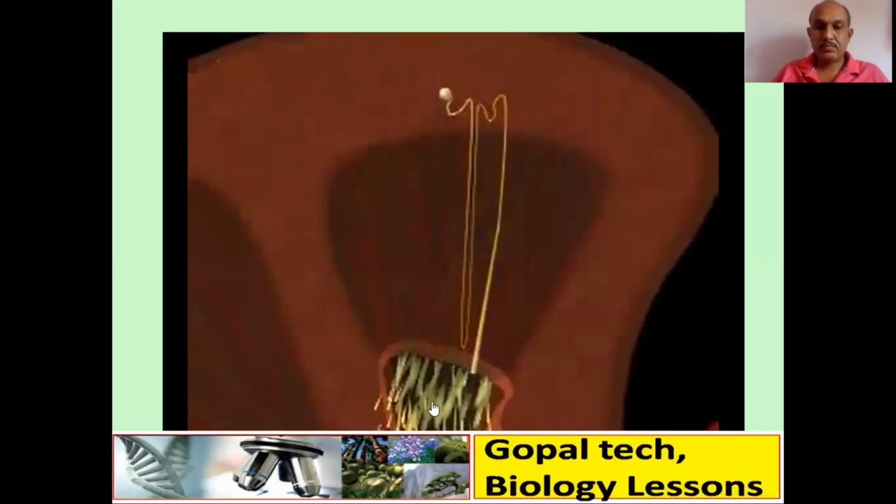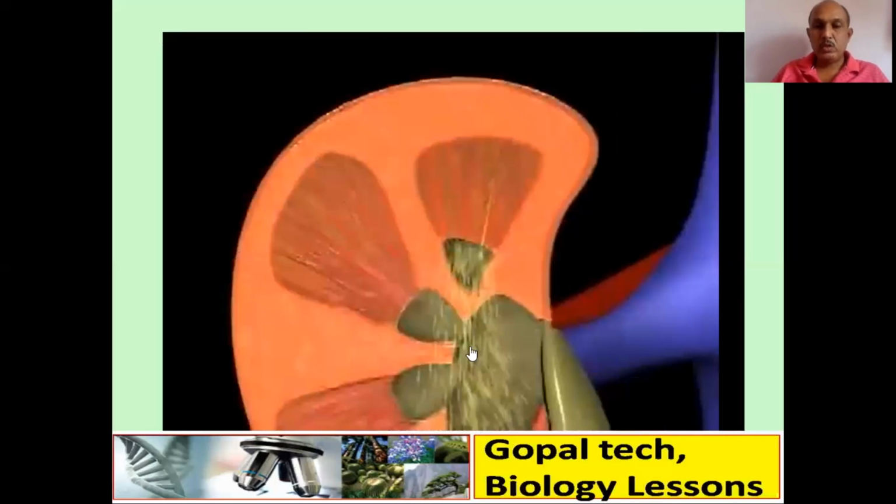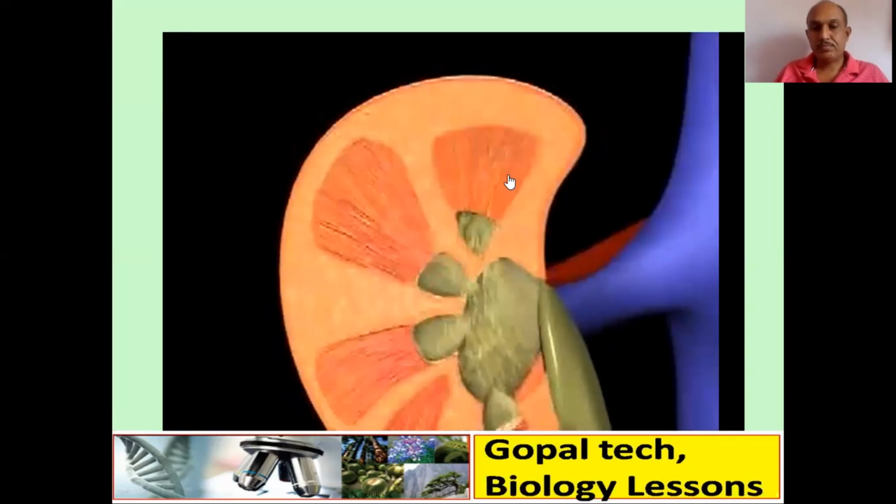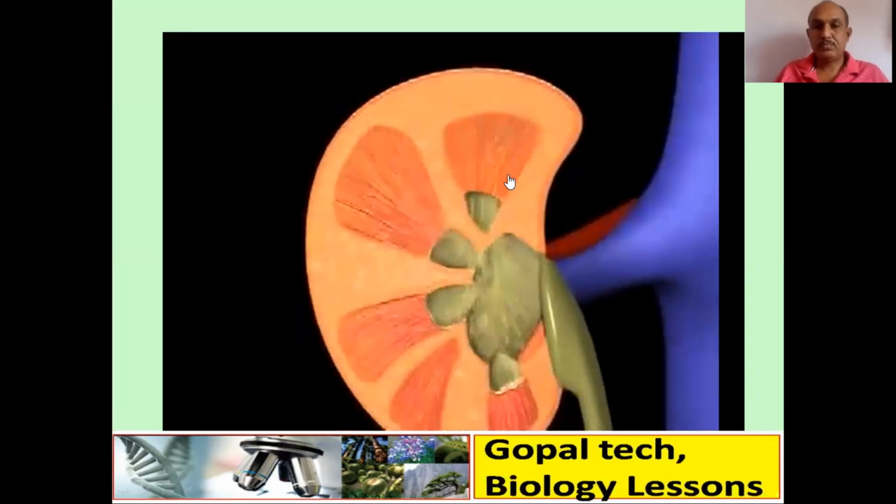There are thousands of nephrons, each making urine. And this urine will pass to the ureter. Ureter will carry it to the urinary bladder, and from the urinary bladder it will go to the urethra, outside the body. It drains into the central part of the kidney and then flows down the ureter.